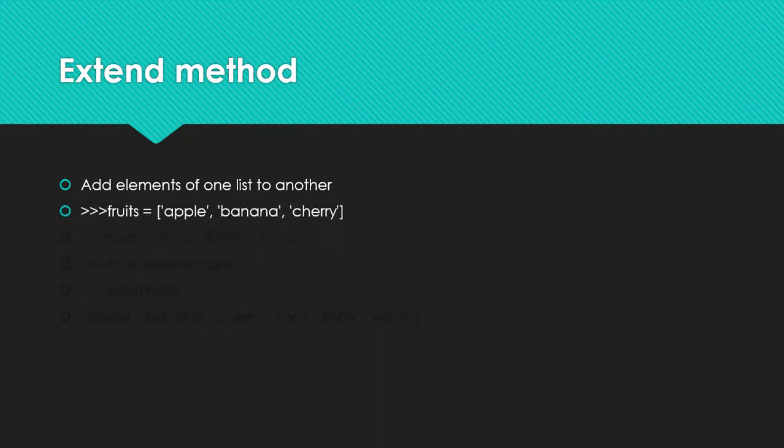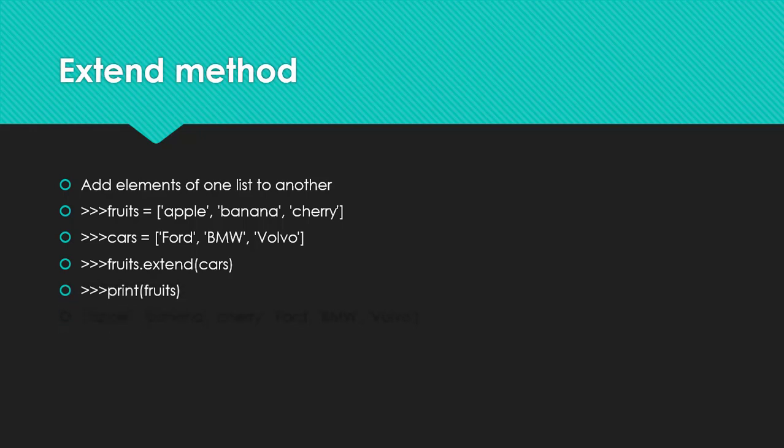The next is the extend method. Basically add elements of one list to another. The extend method adds elements of one list to another. For example, we have a list fruits and another list cars. Then fruits dot extend cars would basically merge both the lists. Print fruits, that means the cars list is now added to the fruits list. Fruits dot extend cars, then we are printing the fruits. Then all the elements of both the lists are now in the fruits list.